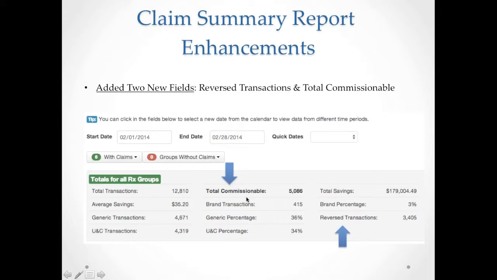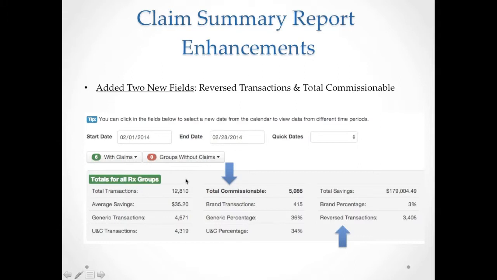Now, the second field that we added to the claim summary report is the total commissionable field. And this is calculated by taking the total transactions minus your UNC transactions minus your reverse transactions, and that will give you total commissionable claims, which means payable to you.